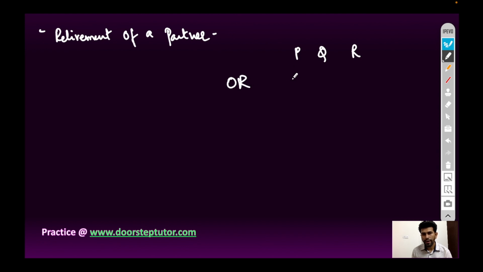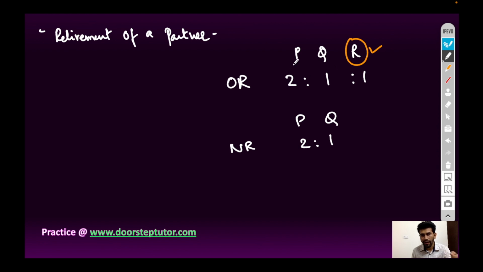Now in case of retirement of a partner, for example, P, Q and R are old partners. Old ratio is 2 is to 1 is to 1 and Mr. R is retiring from the business. Then new partners will be P and Q. So new ratio will be 2 is to 1.